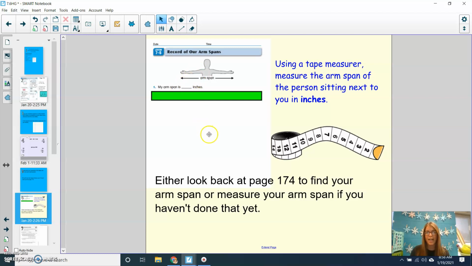If you didn't yet, you could use a tape measure and ask a person at home or a person sitting next to you to measure your arm span. And notice how your arm span is going to be from the tip of one hand to the tip of your other hand. So the distance between your arms there. So why don't you press pause, figure out your arm span, and then press play when you're ready to move on.